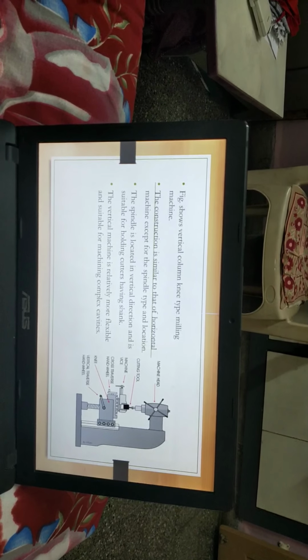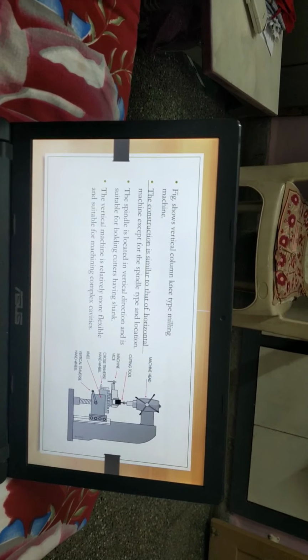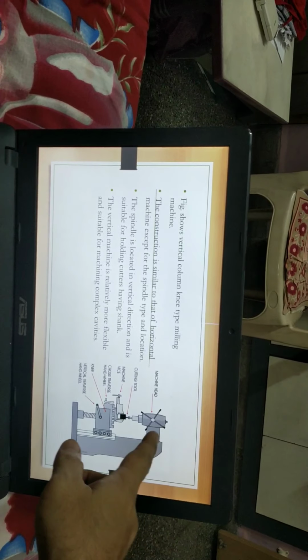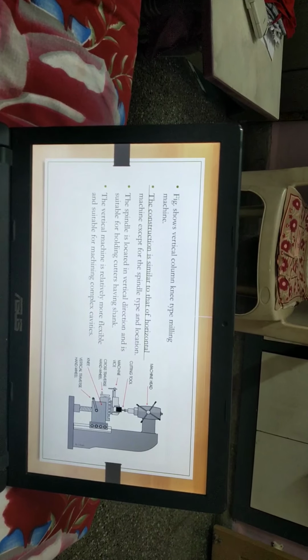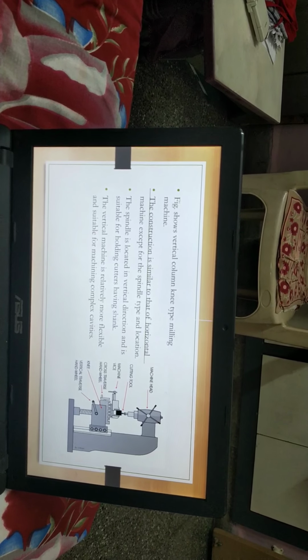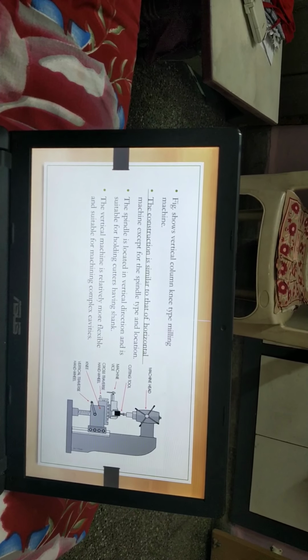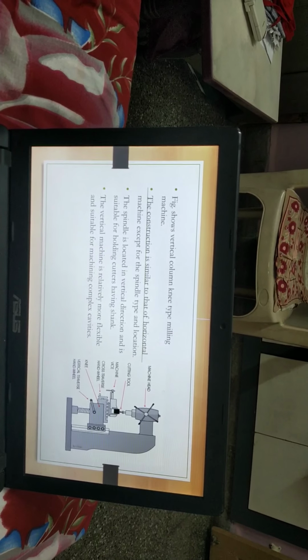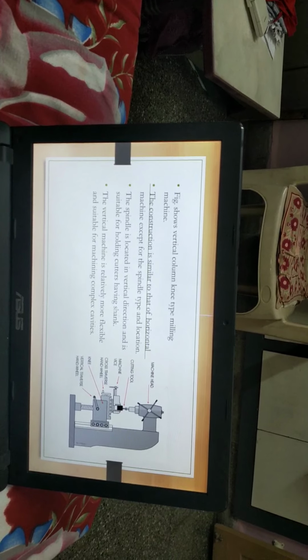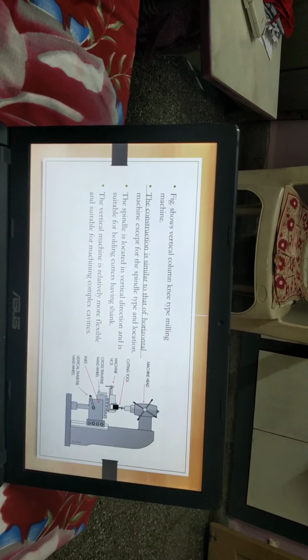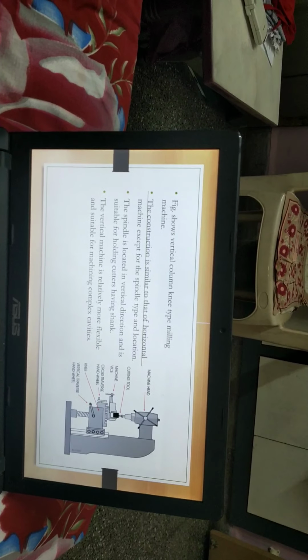Vertical column type knee type milling machine. The construction is similar to the horizontal machine except for spindle type and location. The spindle is located in vertical direction and it is suitable for holding cutters having shaft. The vertical machine is relatively more flexible and suitable for machining complex cavities.